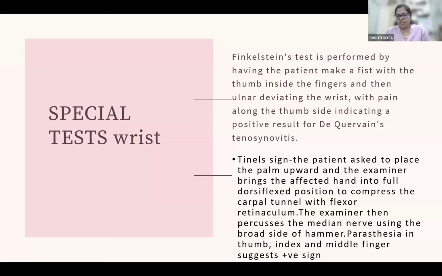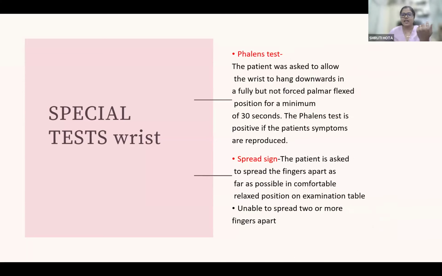Here, the patient is asked to place the palm upward and the examiner brings the affected hand into full dorsiflexion to compress the carpal tunnel with the flexor retinaculum. And here the examiner percusses the median nerve using a broad-based knee hammer. If the patient feels paresthesia in the thumb, index, and middle finger, then that means there is a positive Tinel sign.